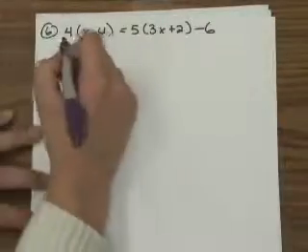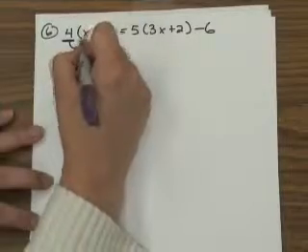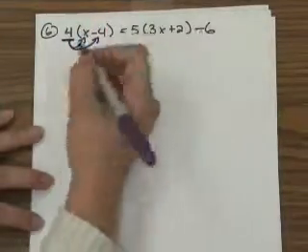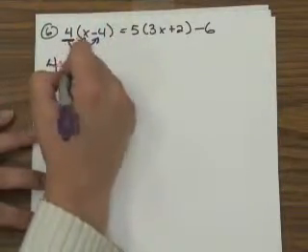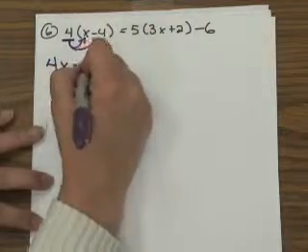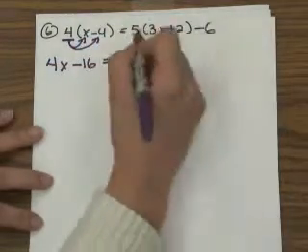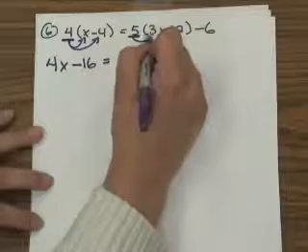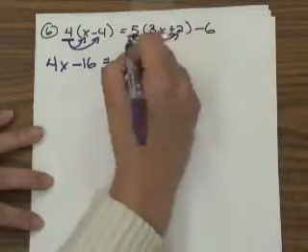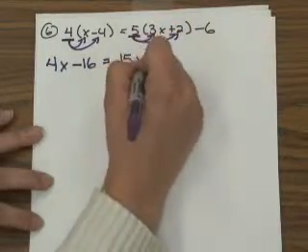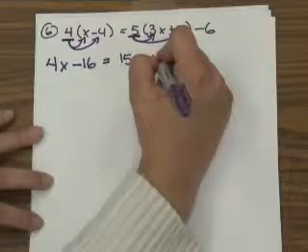So the first thing we're going to do, I'm going to take this 4 and distribute it to the x and the negative 4. 4 times x gives me 4x. 4 times negative 4 gives me negative 16 equals. Next, I need to distribute this 5 to the 3x and to the 2. 5 times 3x is 15x. 5 times 2 is 10. I'm just going to bring down the minus 6.